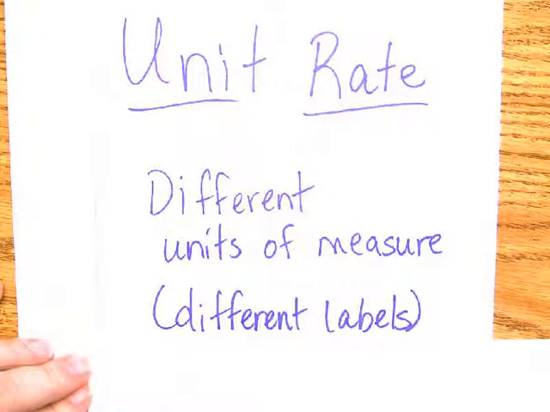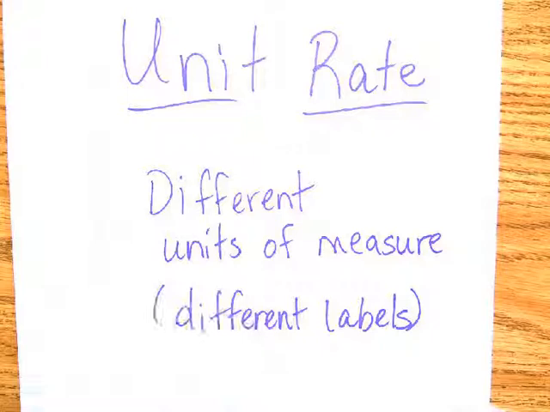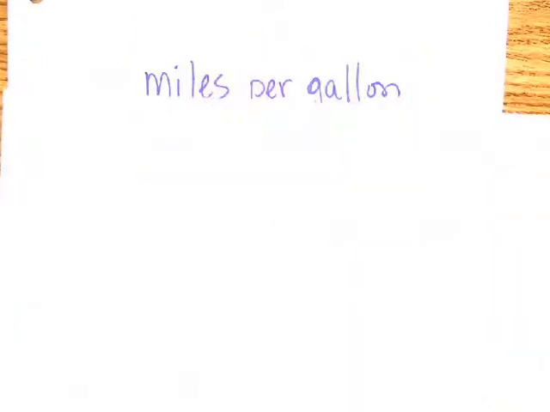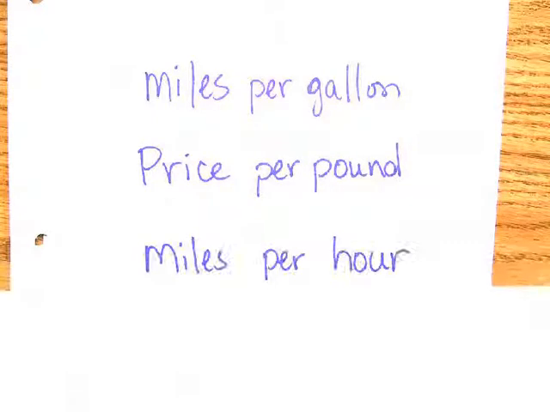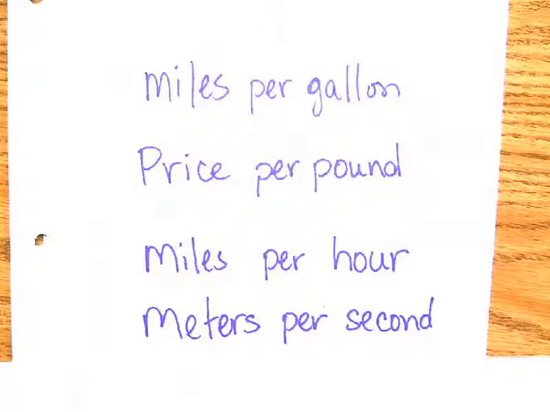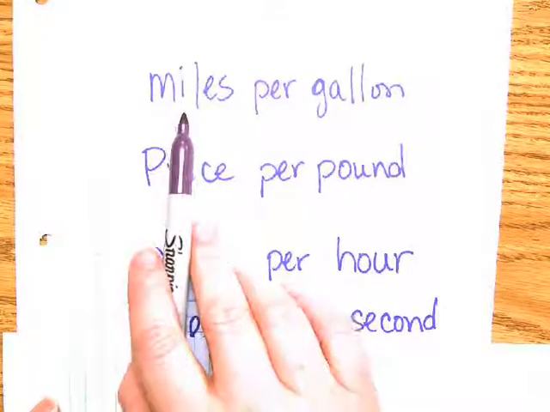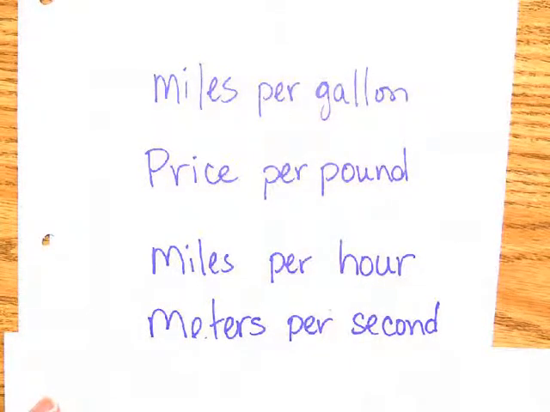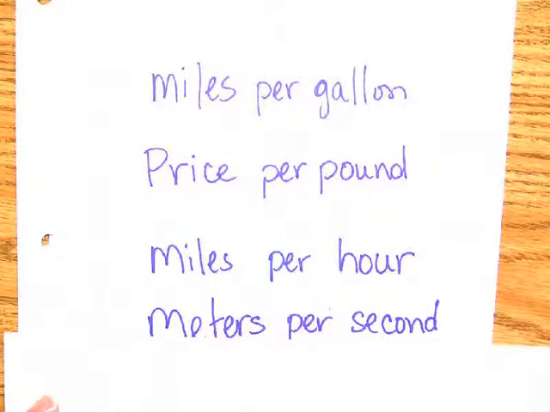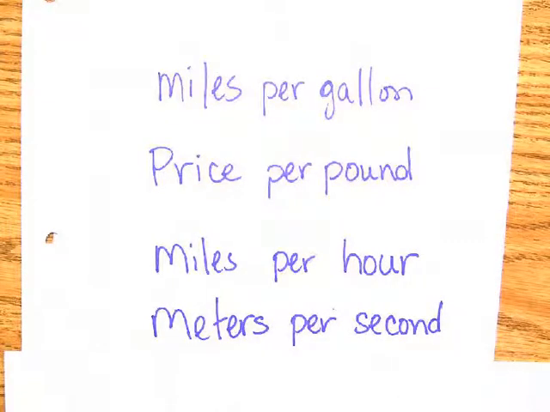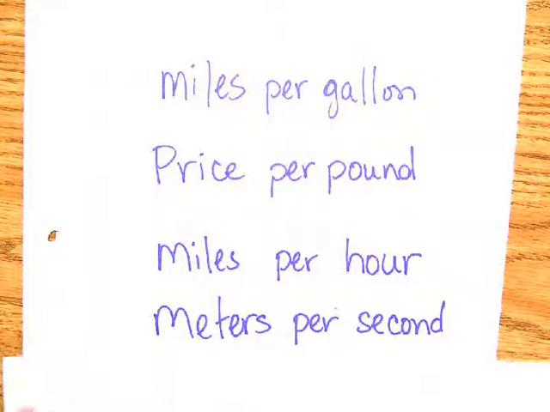Some of the rates that we're used to and see a lot would be things like miles per gallon, price per pound, miles per hour, or meters per second. Because we're talking about a distance and an amount, those are different labels. Okay? Cost would be dollars or cents per a weight, which would be different labels. Same thing with miles per time, a distance per time. Different labels, but we still set them up as a unit rate. Okay, so we can set up that comparison.